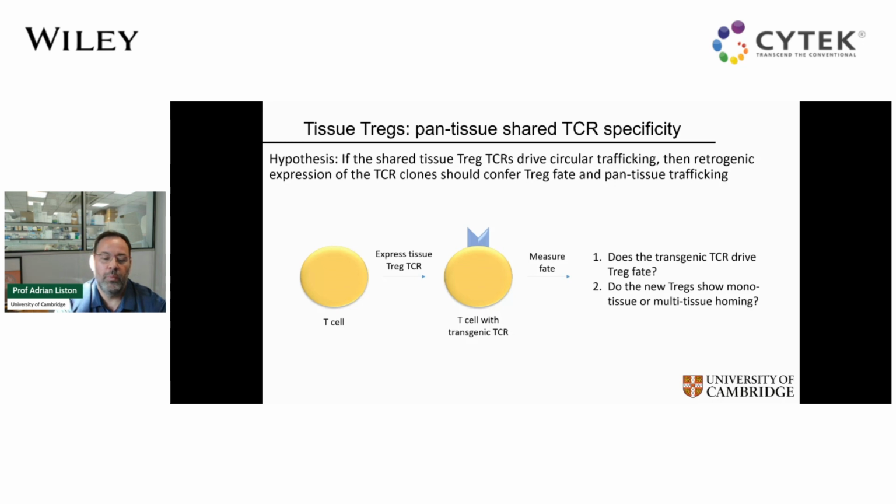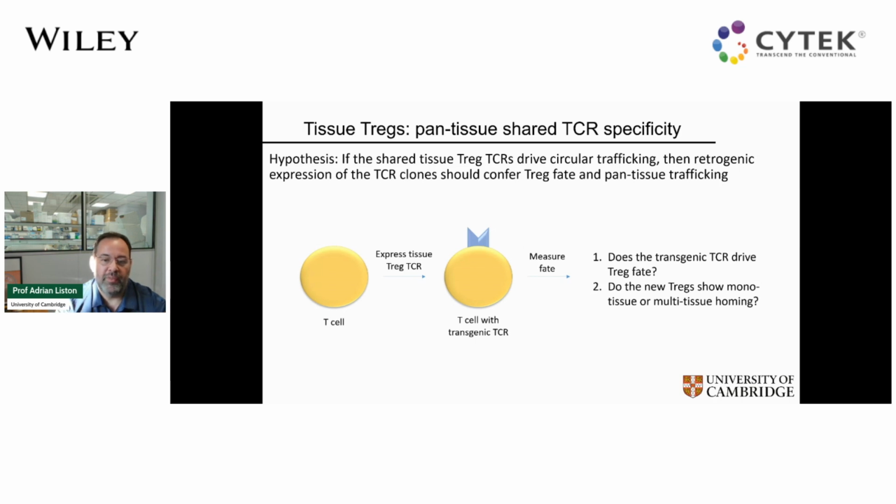You've now got a T cell with this transgenic TCR that we have predefined, because we've cloned the TCR and we've forced this cell to express that particular TCR. We can then measure the fate of that T cell, and we can say, did the transgenic TCR drive a Treg fate? Did that T cell become a Treg? And did it drive a monotissue or multi-tissue homing pattern? In other words, are the Tregs in one tissue or in multiple tissues?